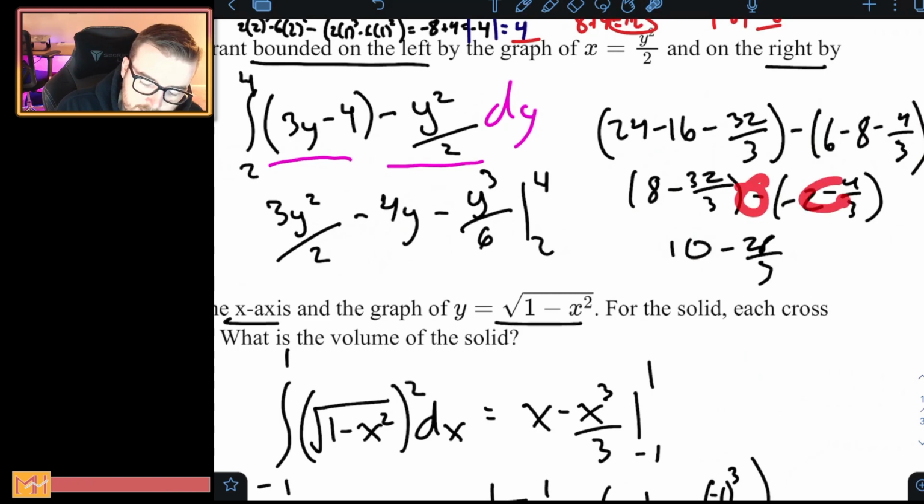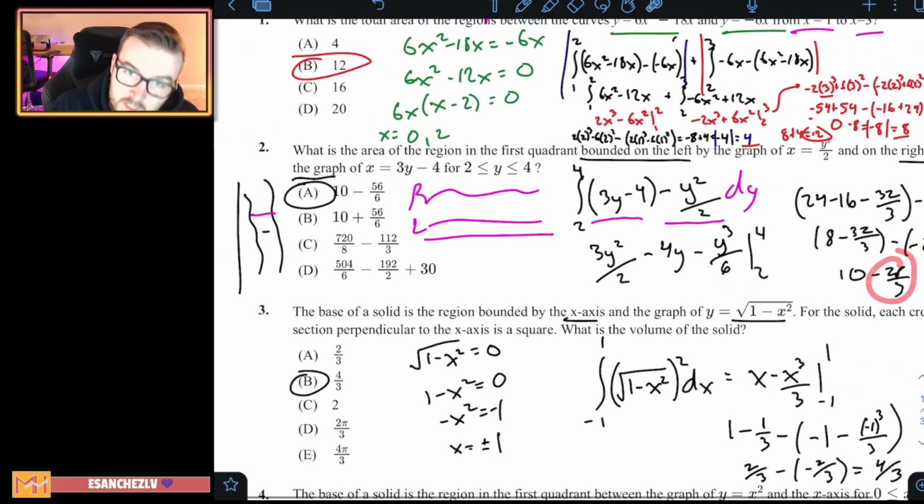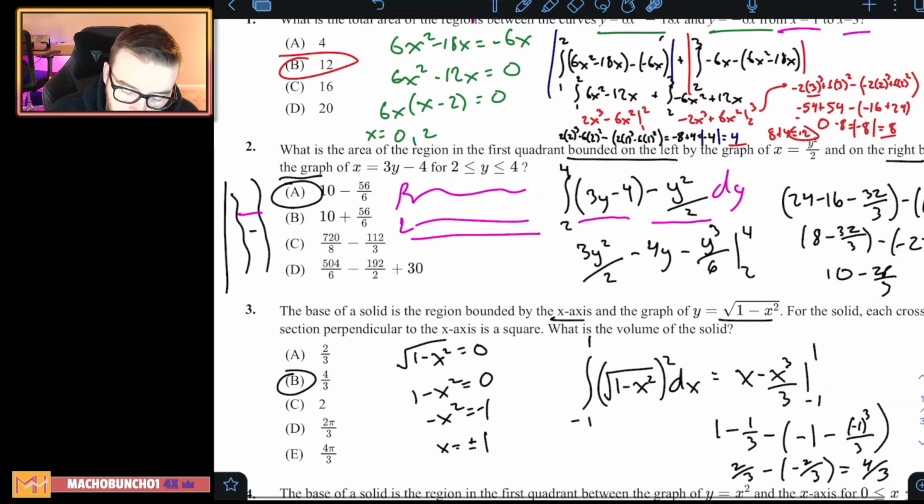And when I subtract the negative 4 thirds, that becomes positive 4 thirds, and negative 32 thirds plus 4 thirds is negative 28 thirds. Then I looked at the answer choices and was upset because they didn't simplify their fractions. So, minus 56 sixths.